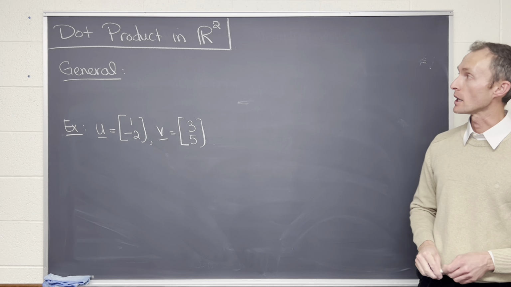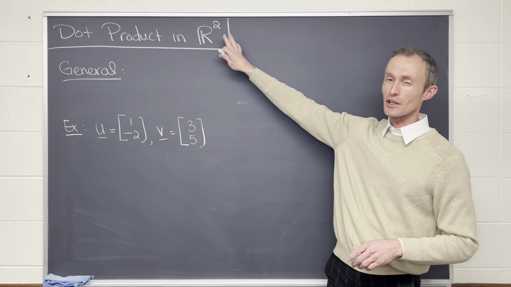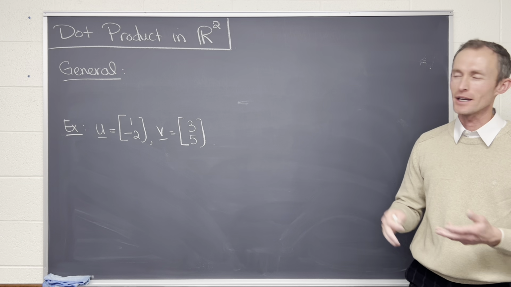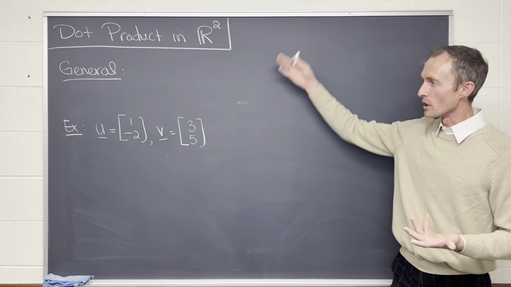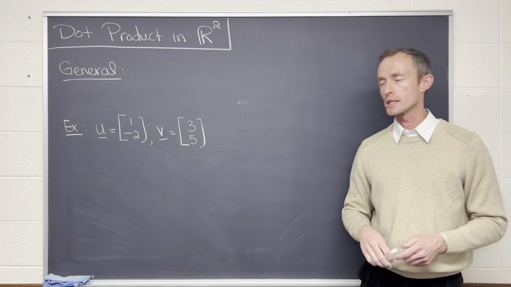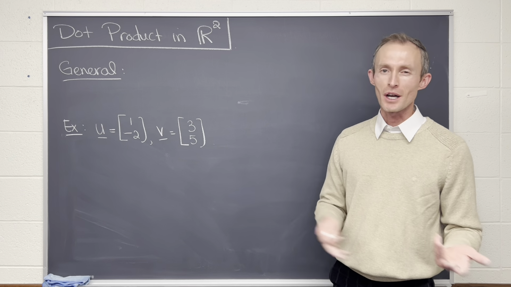We're talking about dot product today. I'm going to limit it to looking at it in R2 because R2 is kind of nice. It's the board, it's two-dimensional space, we can kind of visualize things, and so on. Okay, so how do I do the dot product in general?